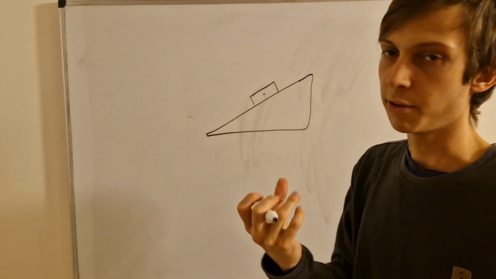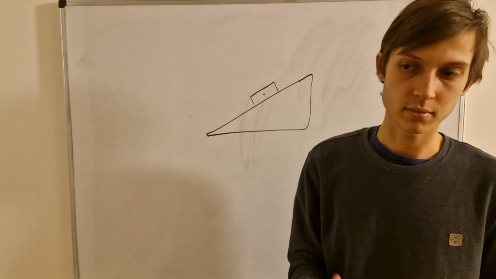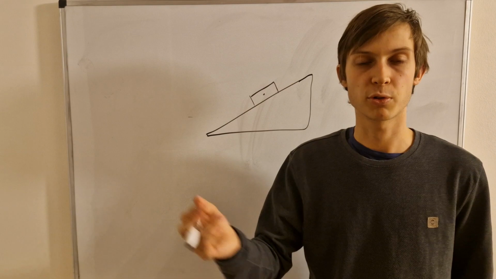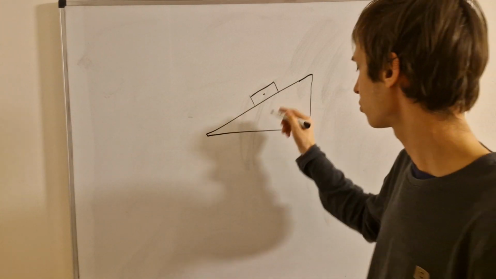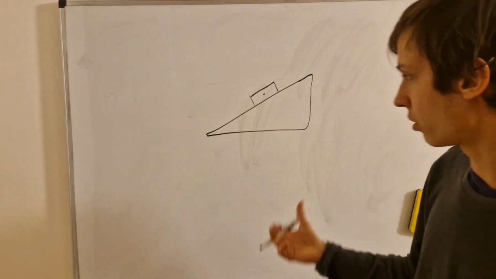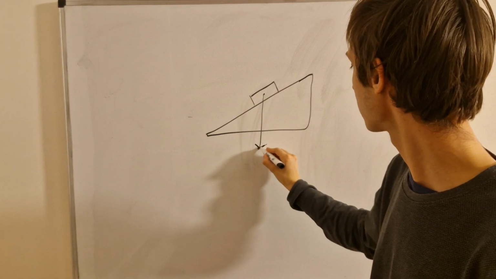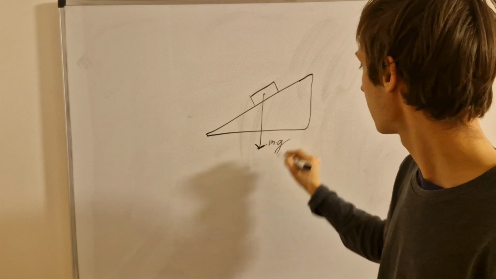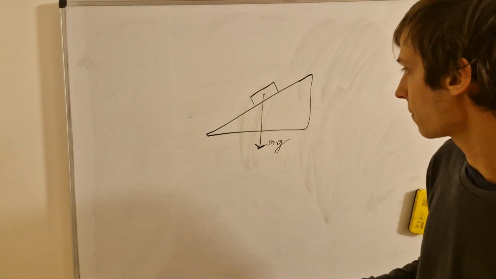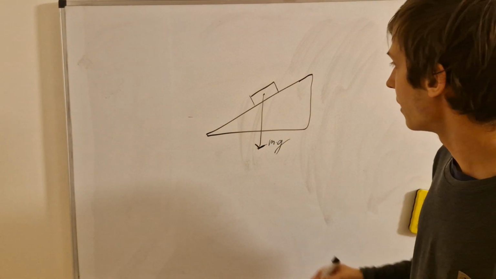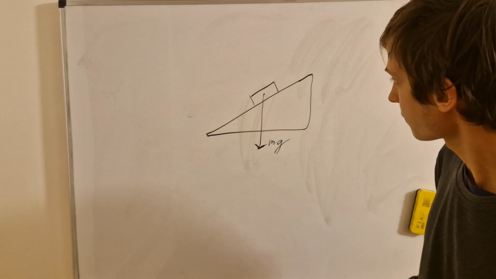Again, if I'm saying this is still static, then there has to be an equilibrium and there should be more forces drawn. But let's just do it the simple way. Let's just draw what we're looking at, what matters most. mg going down, that's the weight force, mass times gravitational acceleration, whatever that is.